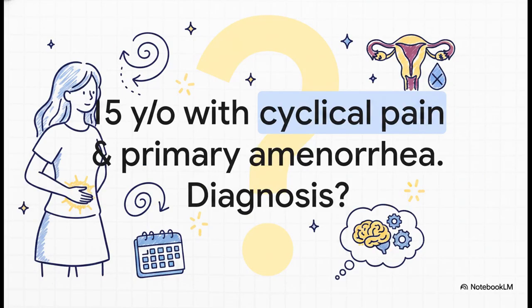You're in your Viva, right? The examiner gives you this scenario. A teenager who gets cramping pain every month, like a period, but she's never actually had one. What is going through your head? This picture is just screaming one specific diagnosis. Hold that thought, because by the end of this, you'll nail this question and all the follow-ups with total confidence.